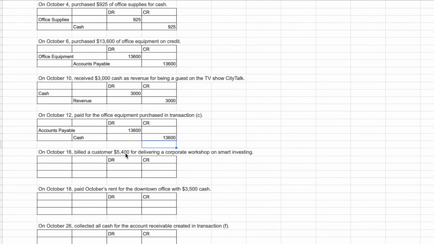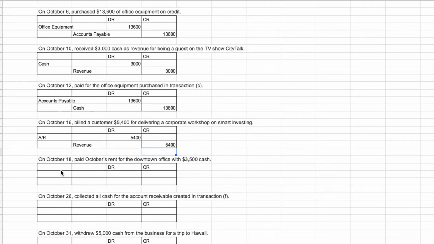Now, accounts receivable is an asset, meaning that he's put out a bill for money he's going to get. So that's going to increase that asset. So accounts receivable, I'm going to just call it AR for short. And that's going to be debited for $5,400. And we're going to credit revenue for $5,400. And that would be that account there.